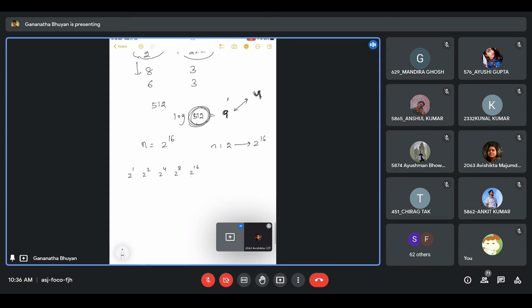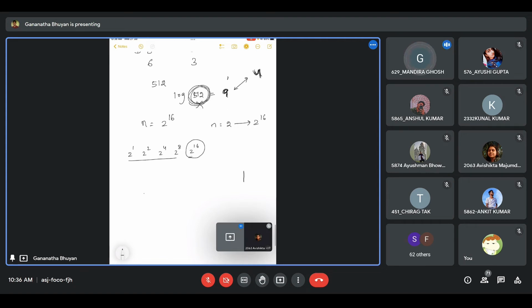So 2 to the 9 will never come as an iteration value. To reach 2 to the 16, how many steps do you need? 4 steps. If it is less than or equal to, then 5 steps; if only less than, then 4 steps. So now analyze with 2 to the 16 as your n value, okay? Log 2 to the 16 equals 16, right?